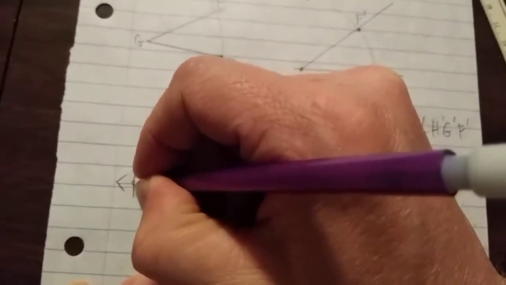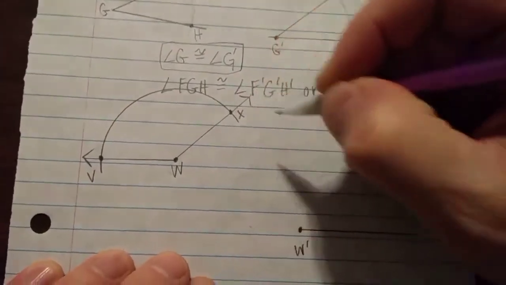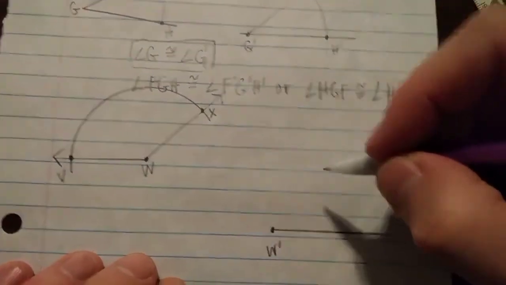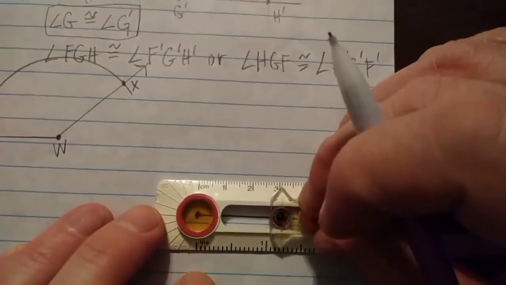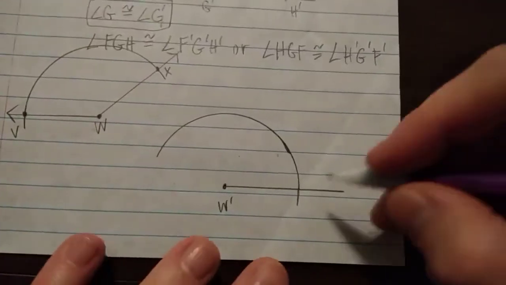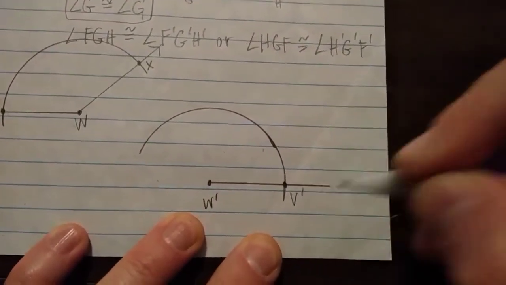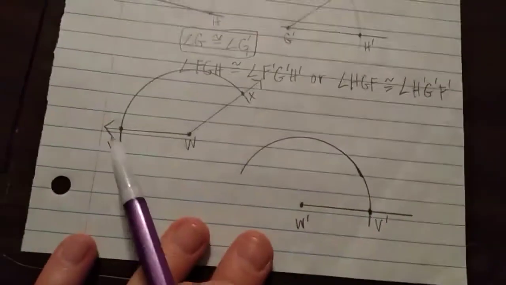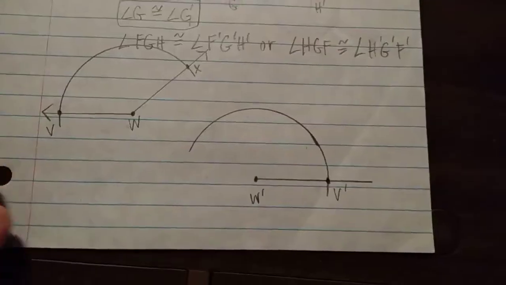How about labeling this one V and X? So now I come over and make the same arc. Don't resize, this stays the same, but make your arc nice and big. We don't want to accidentally make it too small. And I'm going to call this one V prime. And now I need to set my compass from V to X and find X prime.